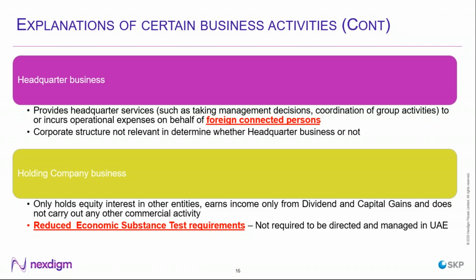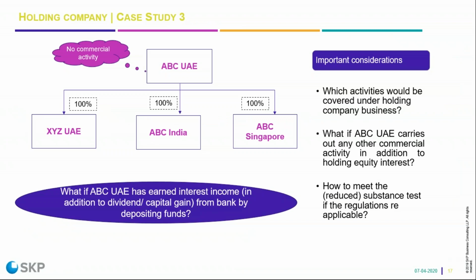Now, here we've tried to explain in the form of a case study what a holding company could possibly be like. For example, let's say there is an entity in UAE, which is a parent entity. It has a 100% subsidiary again in UAE. Then it has a subsidiary in India. It also has a subsidiary in Singapore. This is typically a holding company structure. The question is which activities would be covered under the holding company business. As long as ABC UAE is not performing any commercial activity and is generating its income only from capital gains and dividend, it will be categorized as a holding company.